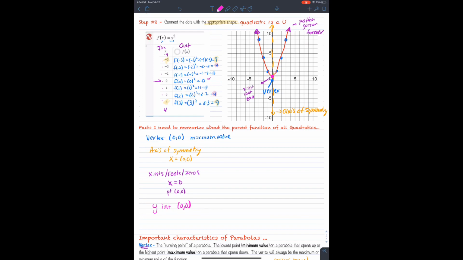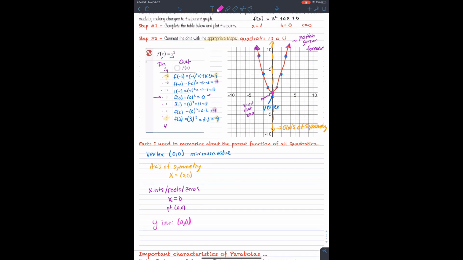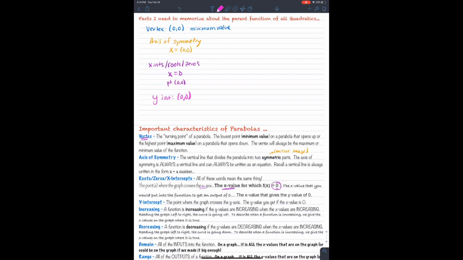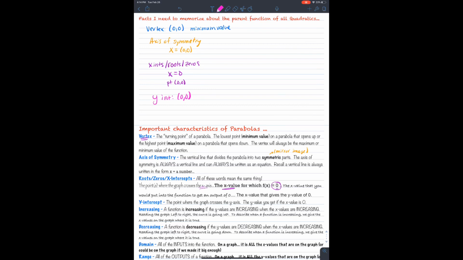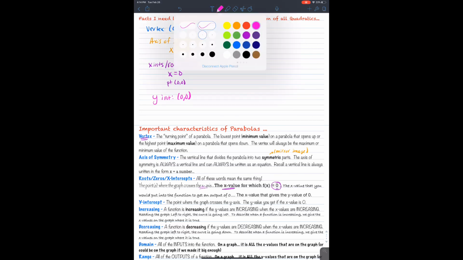So the x-intercepts and the y-intercepts are the same for the parent graph. That's why we call it the most basic parabola. Now these next two words are probably new to us. We want to describe how the graph looks. So increasing, that's a way that we would describe a graph.